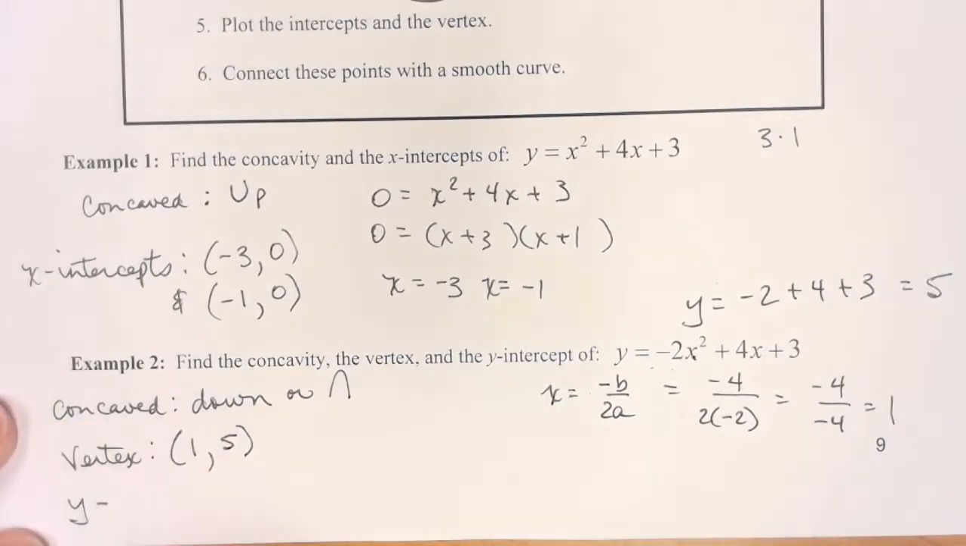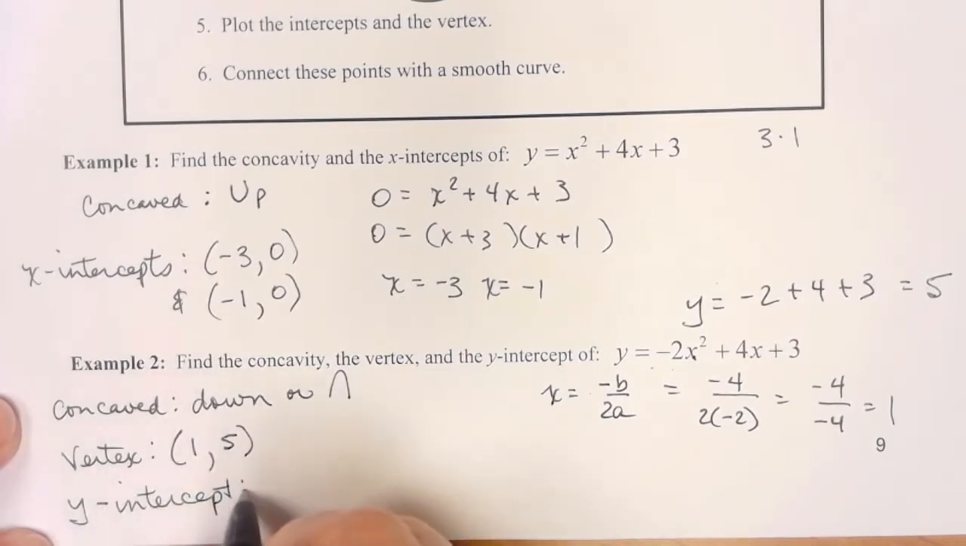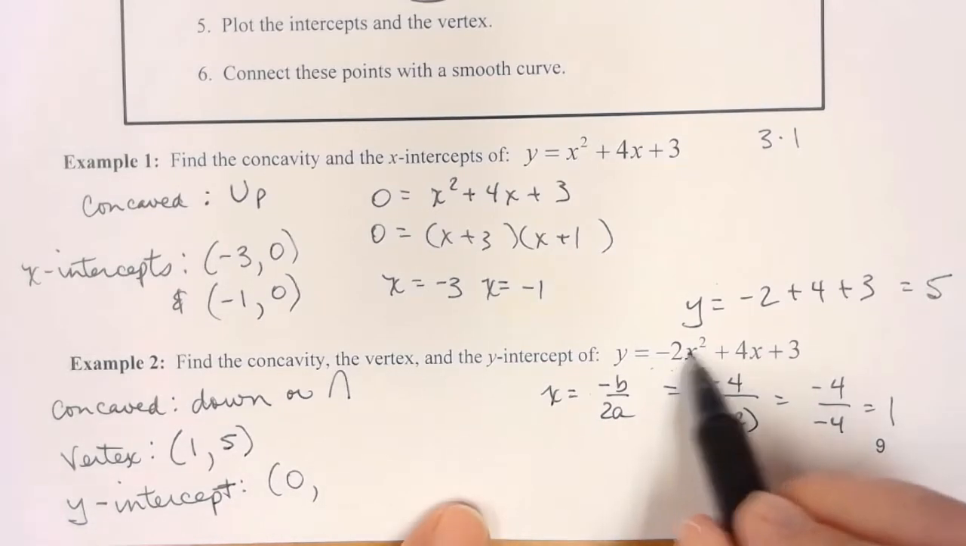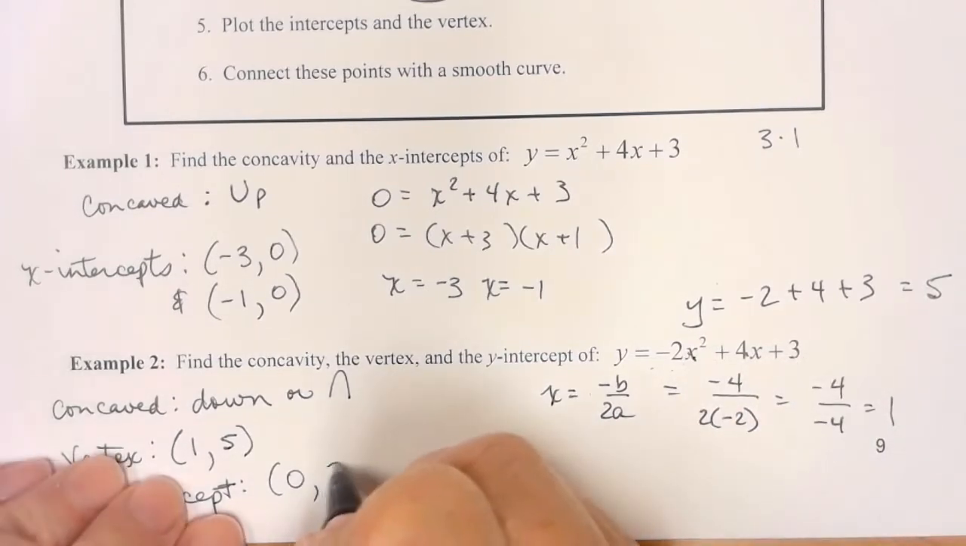Y-intercept, that's when x is 0. That would be 0, that would be 0, so my constant value is 3.